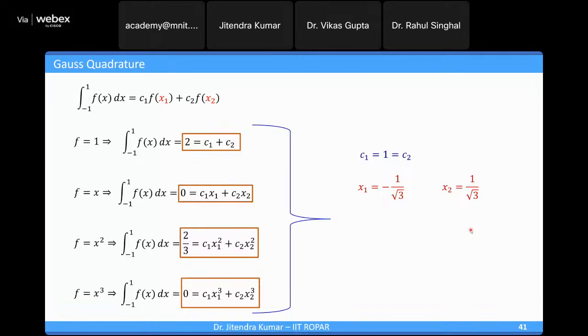Now, if you compare to the trapezoidal rule, we were evaluating our function at 2 points, at the end points. Now we will be evaluating again 2 times, but at these 2 points here. So this is the formula: you evaluate your function at minus 1 by square root 3 and 1 by square root 3, add, that's all, done. So beautiful.